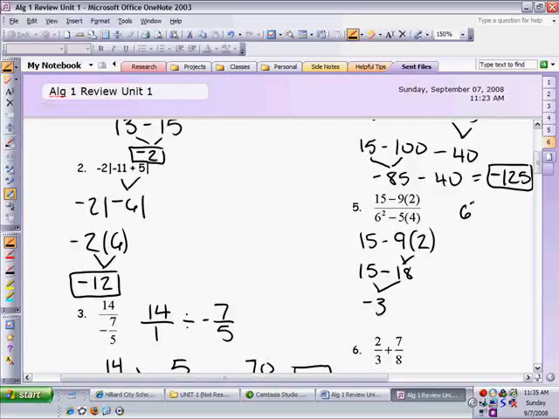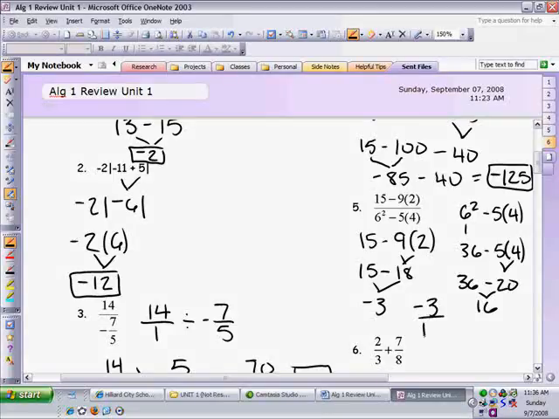Taking care of the bottom, 6 squared minus 5 times 4. Okay, in this case, exponents must be taken care of first. 36, bring down minus 5 times 4. Now we have to do multiplication next. 5 times 4 gives me 20. 36 minus 20 will give me 16. So, the top of my fraction is negative 3. Bottom of my fraction is 16. Since it does not simplify, that is my final answer.